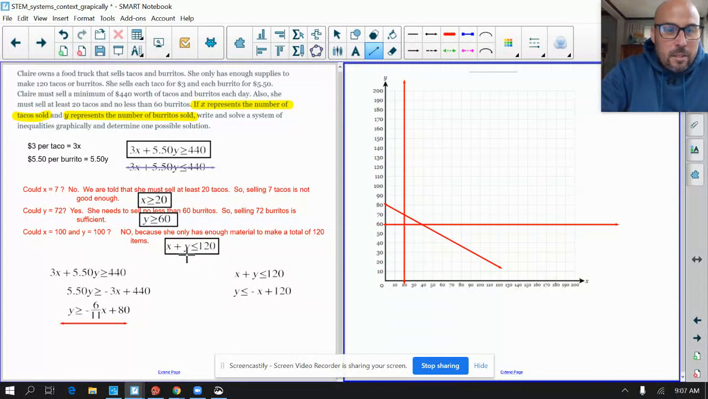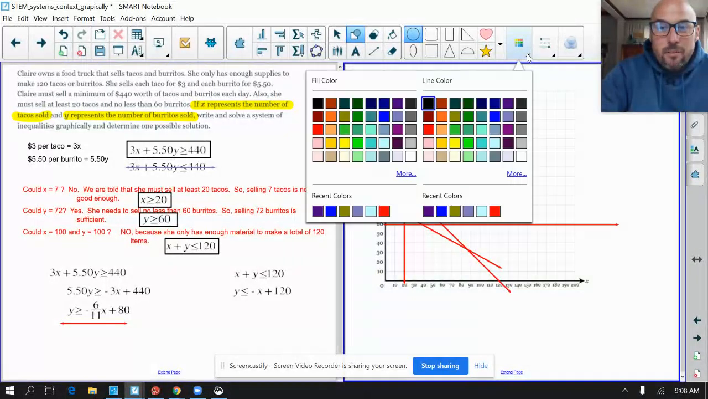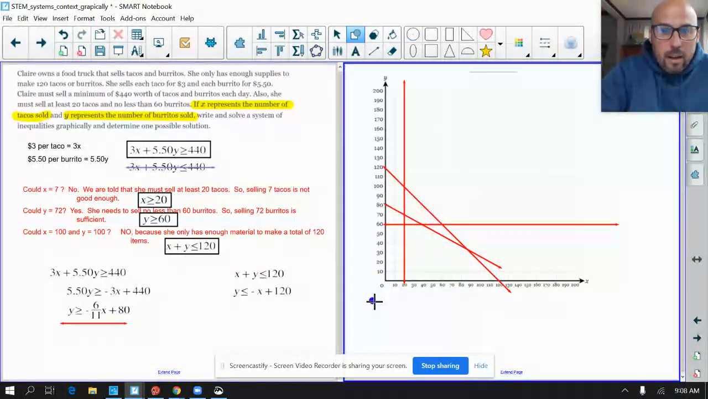And then finally, the materials constraint. She can only make 120 items at all. And here is this equation. So I go up to 120 and my slope is -1, so I go down 1 over 1, down 1 over 1, down 1 over 1, and I get right there. So you tell me, where are the ordered pairs that satisfy all four constraints?